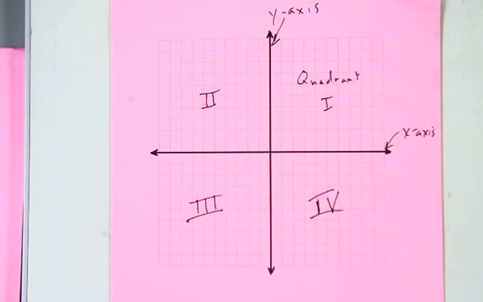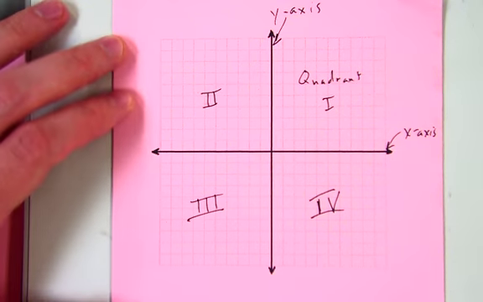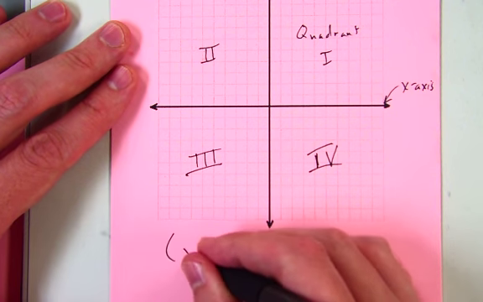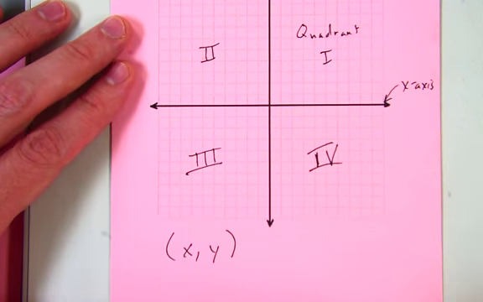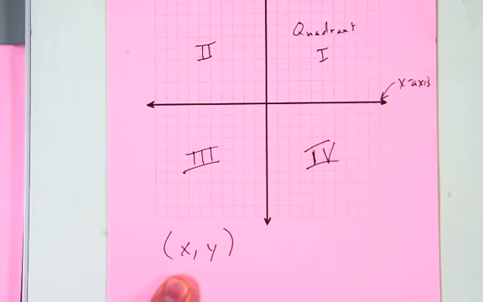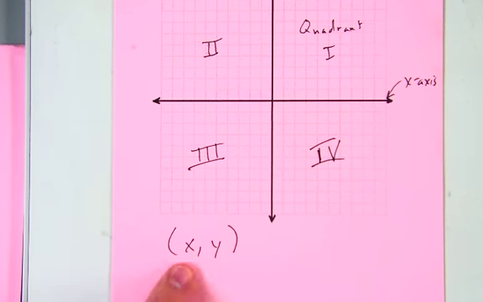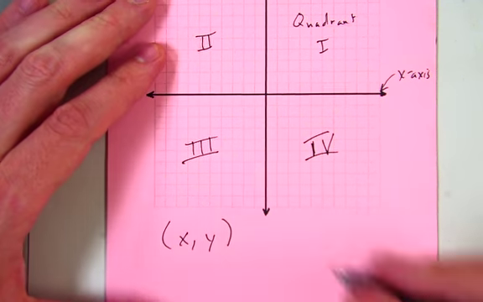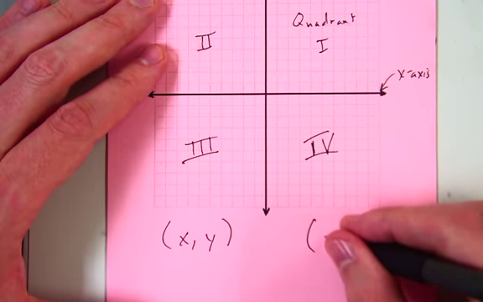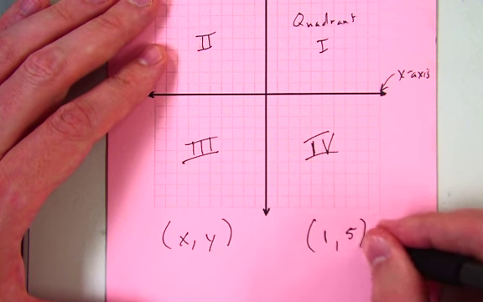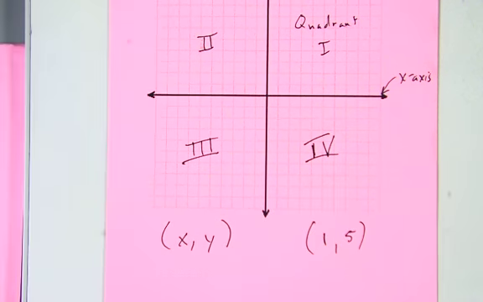So what we do with these things is we graph ordered pairs. Ordered pairs are going to look like this, with a parenthesis around them, and they're going to have an x value in the front and a y value in the back. (x, y) is the format of our ordered pair. So an example, and these are just going to be numbers for us right now, would be (1, 5).